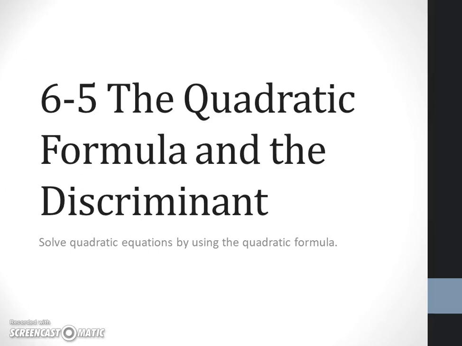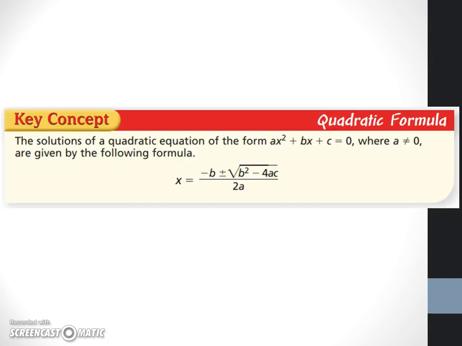Welcome to 6.5. This is the quadratic formula and the discriminant. We're going to solve quadratic equations by using the quadratic formula. First, let's start with what the quadratic formula is. If you have ax squared plus bx plus c equals 0, then you can solve the equation by saying x equals negative b plus or minus the square root of b squared minus 4ac all over 2a.